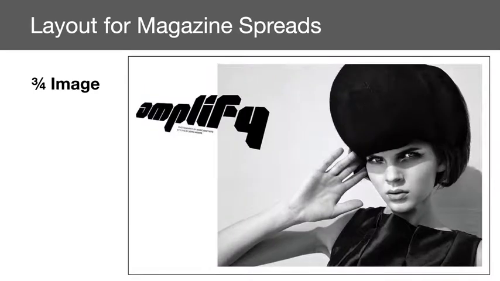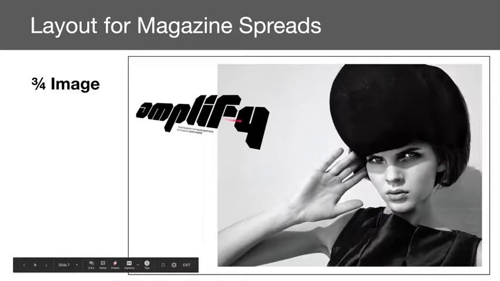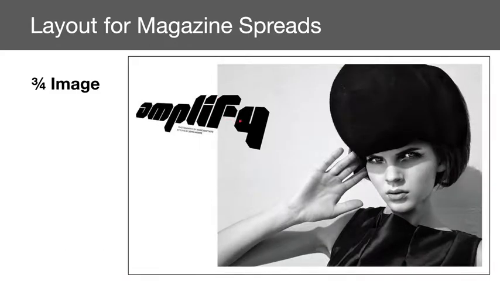Another three-quarter image, this is with the photograph, and then this one here has what we call text overlay. So it's a combination of a couple of things, but primarily this is a three-quarter image layout. And again, here's the middle part here.